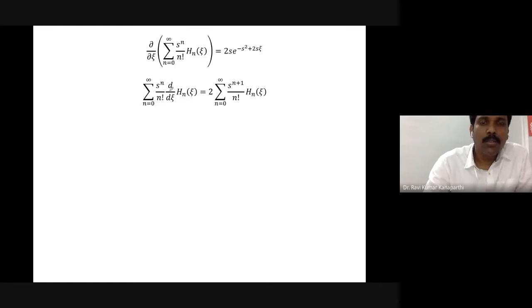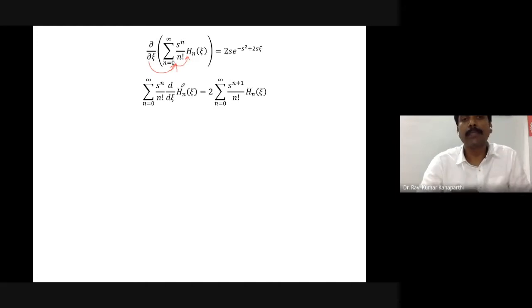Moreover, Hn of z is only a function of z, it doesn't have any other variables. Therefore, I can remove the partial differentiation notation also, and straight away I can write the sum over n from 0 to infinity of s to the power n by n factorial. When you take this differentiation inside, it will operate here, that is, d Hn of z by dz, we will obtain.